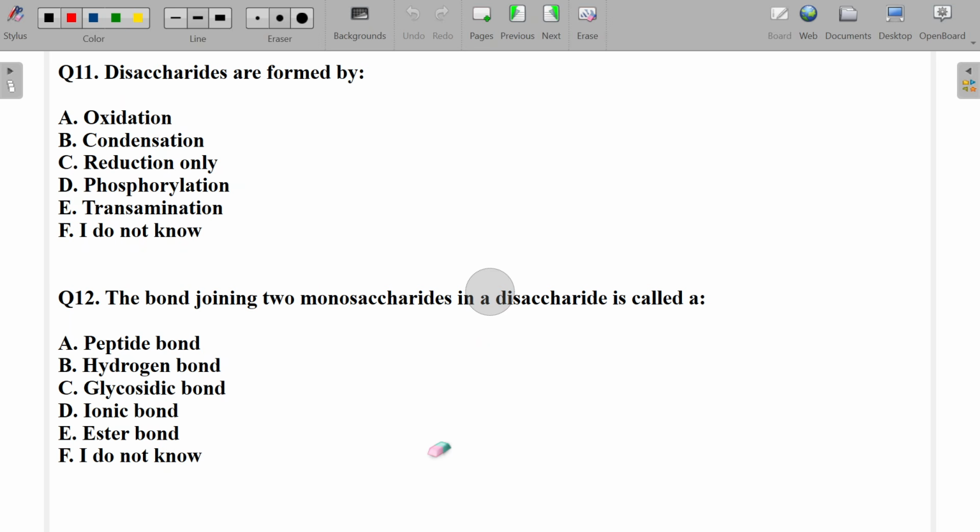Okay, question 11. Disaccharides are formed by A. oxidation, B. condensation, C. reduction only, D. phosphorylation, E. transamination, F. I do not know.